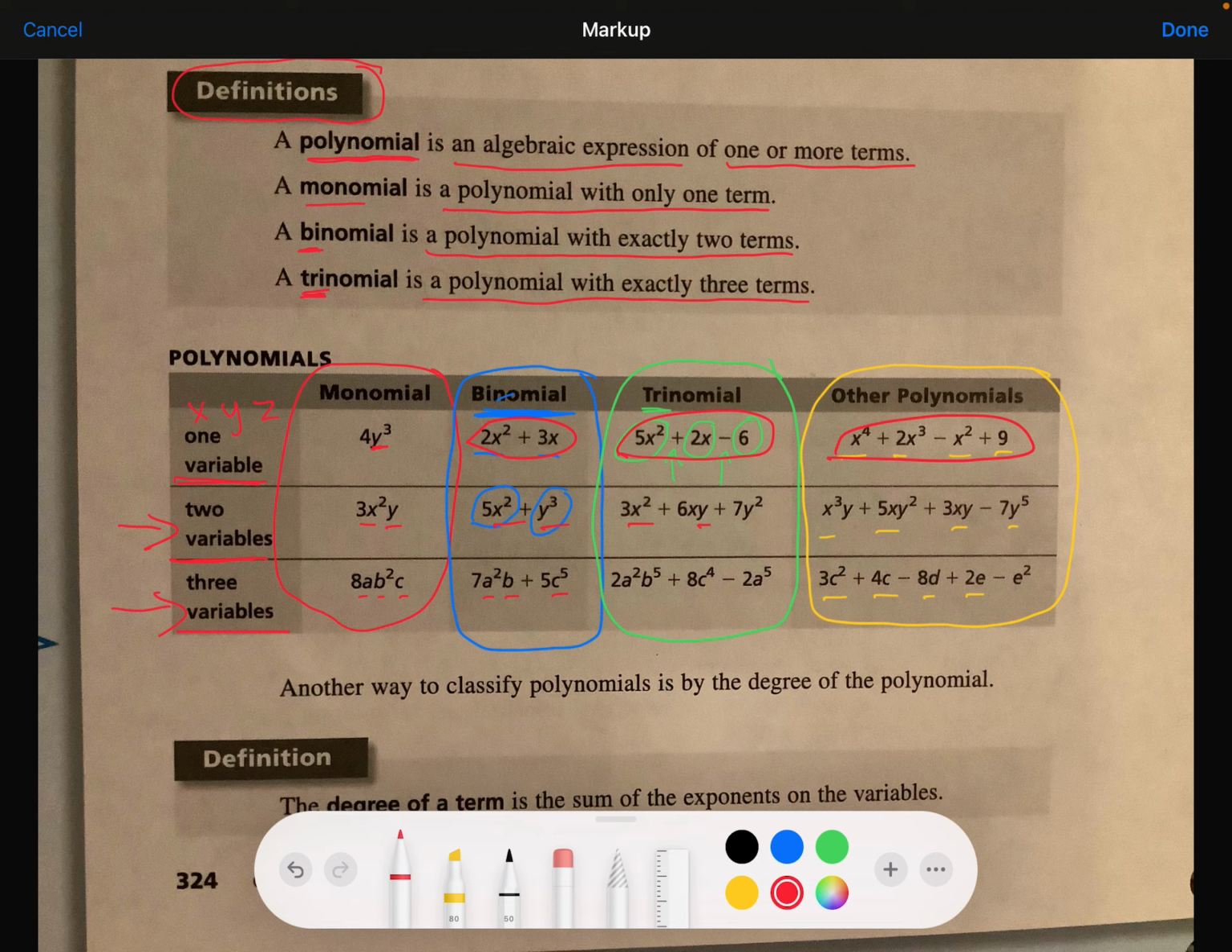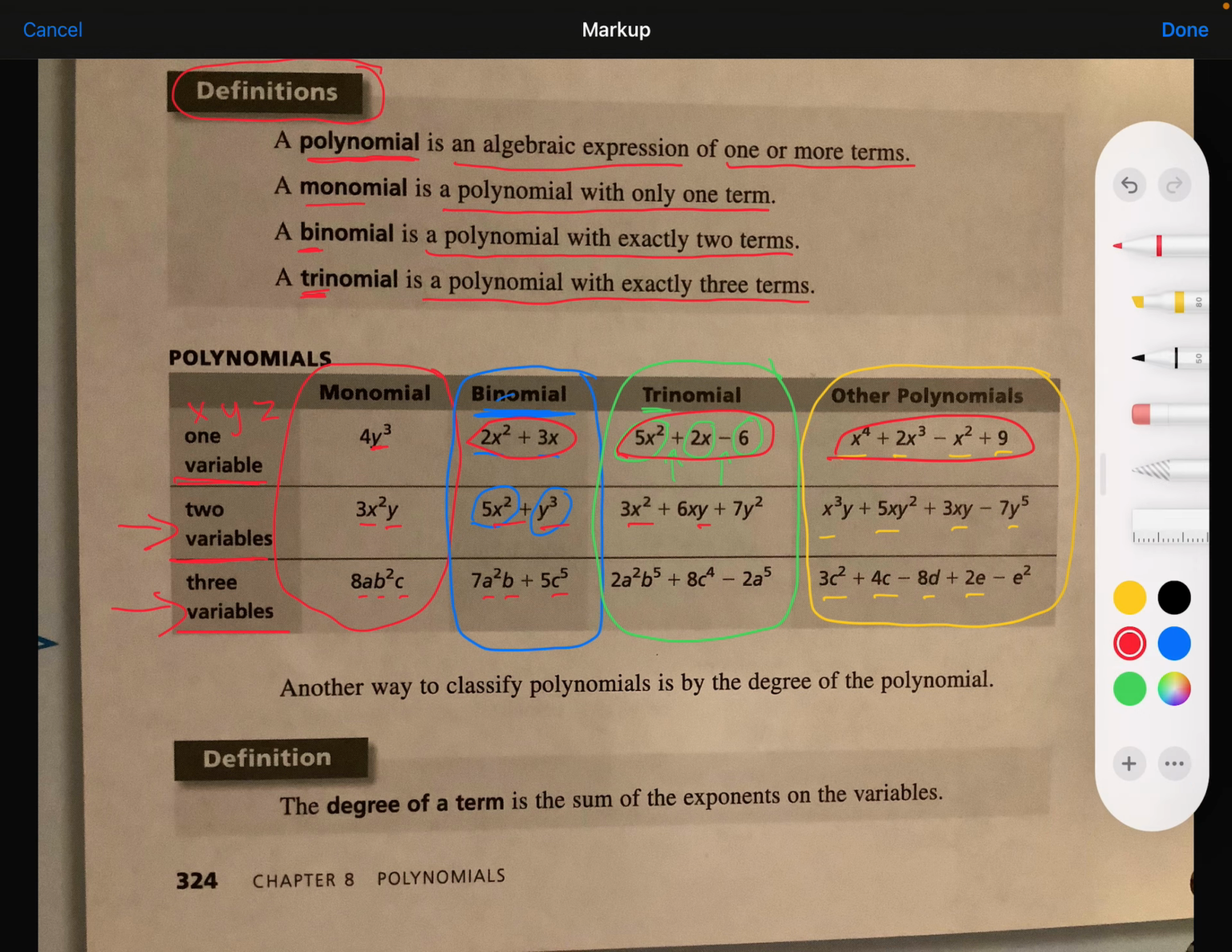Okay, then the next part is called the degree of a term. This is a definition you need to write down. The degree of a term is the sum of the exponents on the variables. We're going to do some examples of that in a little bit. Make sure you write that down. The degree of a term is the sum of the exponents of the variable.